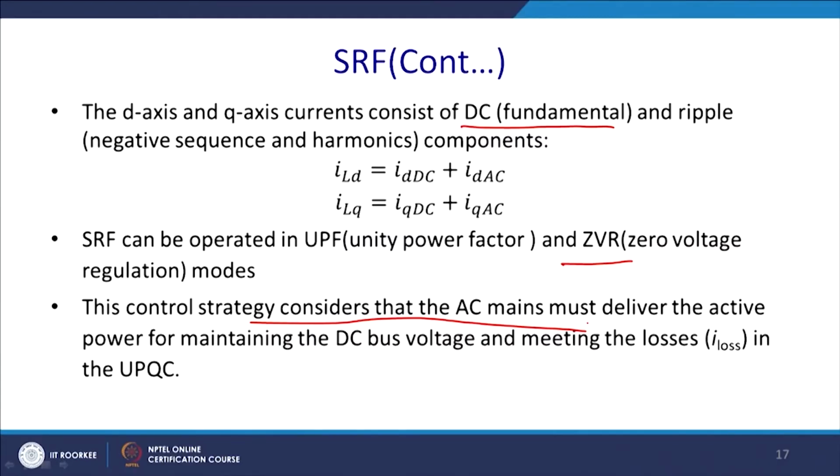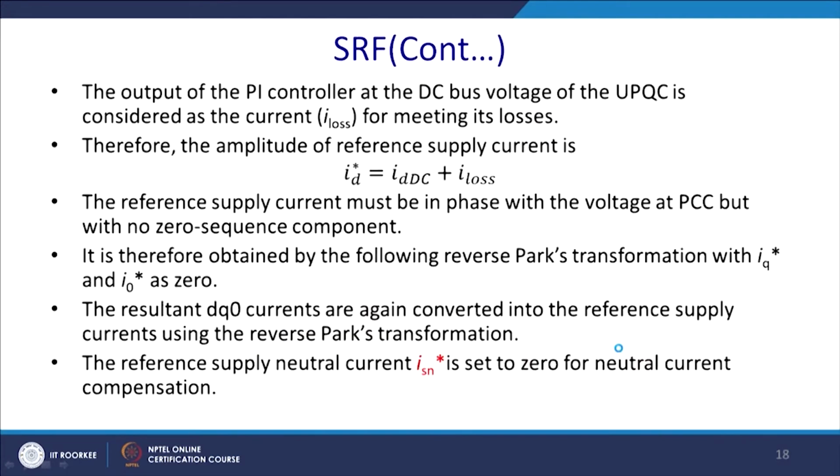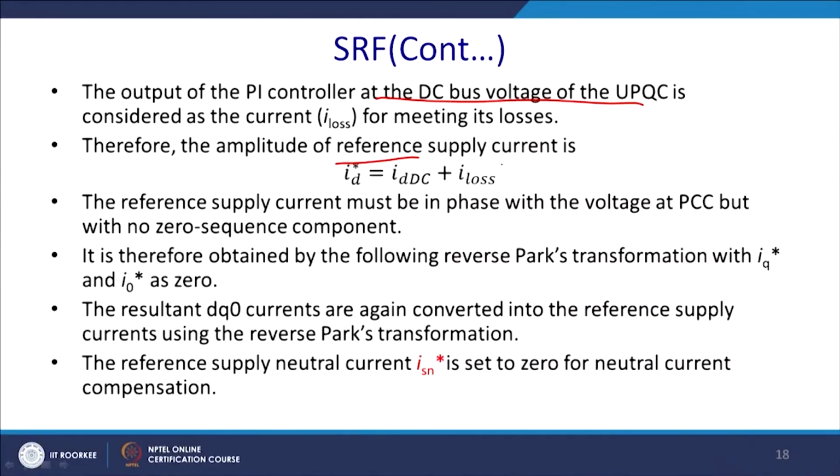This control strategy considers that the AC mains must deliver the active power to maintain the DC bus voltage, meeting the losses of the UPQC. Now, the output of the PI controller at the DC bus voltage of the UPQC is considered to be the current I loss, to feed the losses of the different components of the UPQC, such as switching loss. All the losses should be fed, and that component is I loss. Therefore, the amplitude of the reference should be added, so ID star becomes IDC plus I loss.